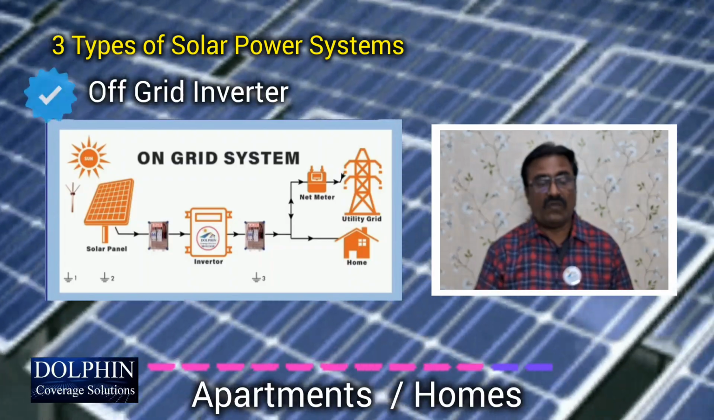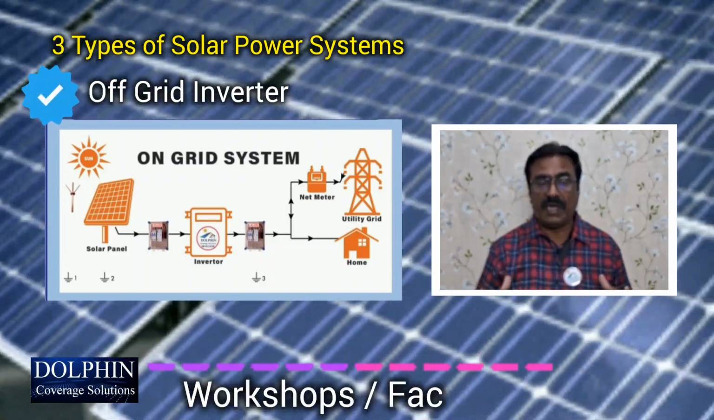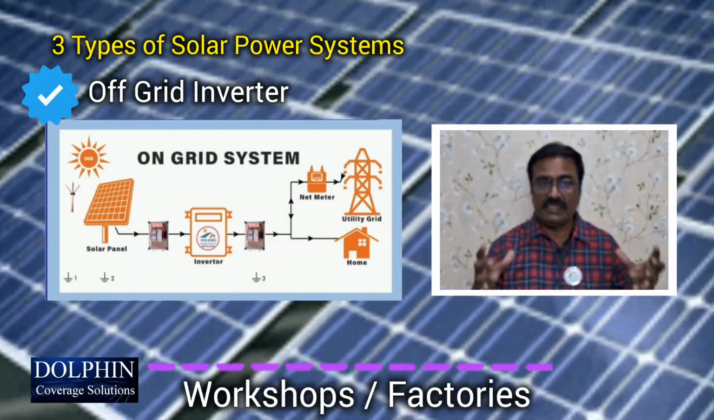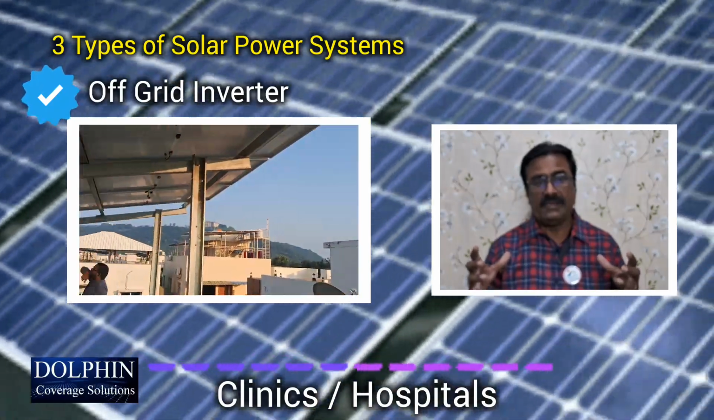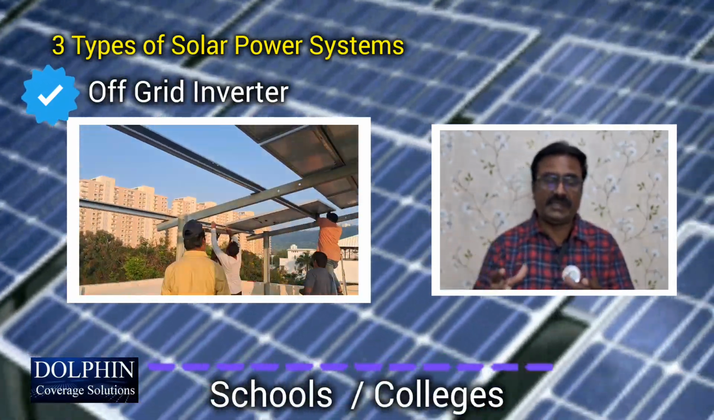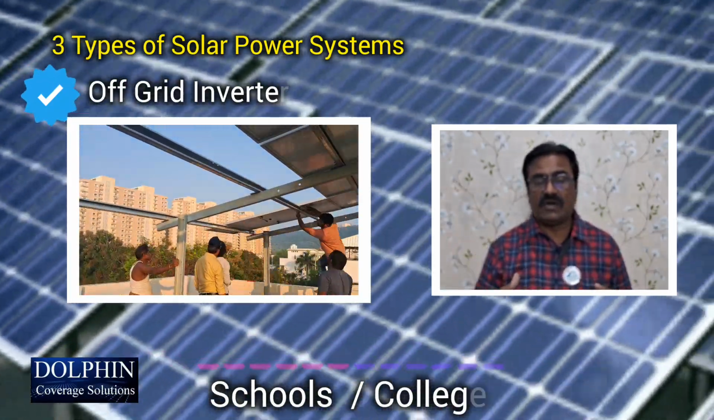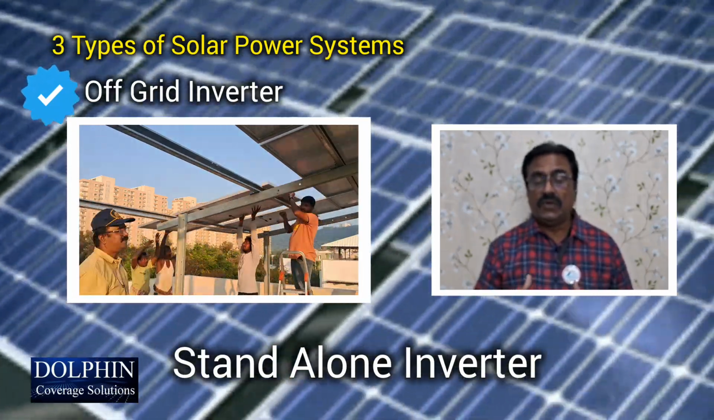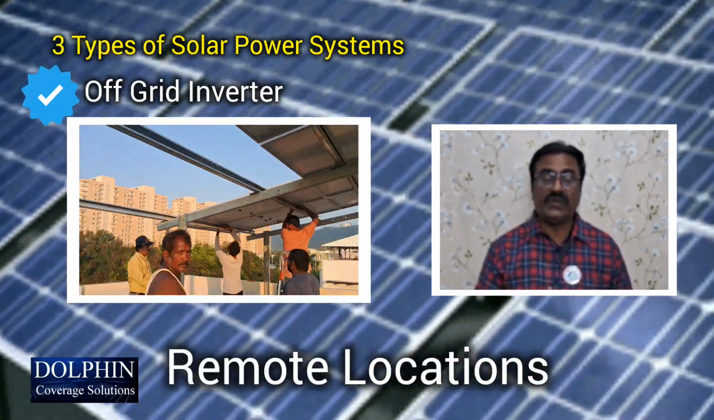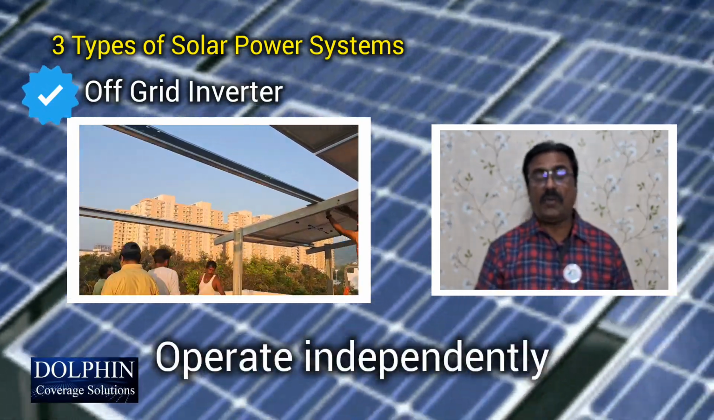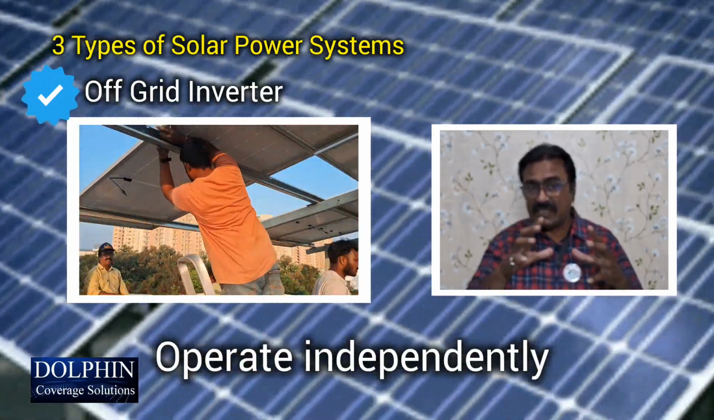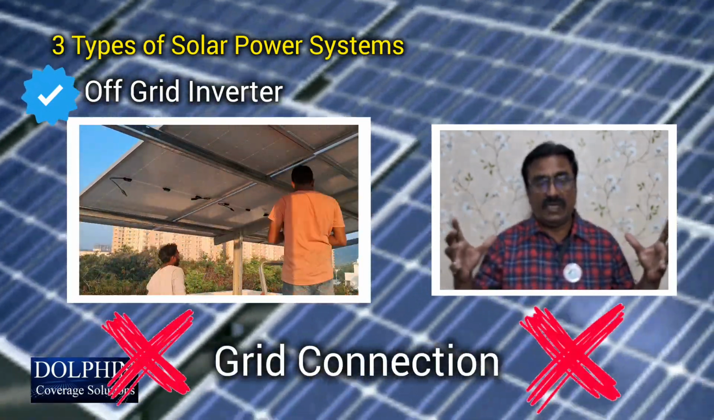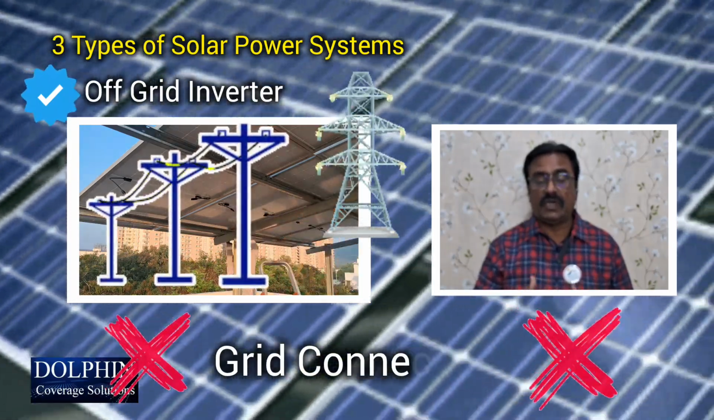First of all, we'll go to the off-grid inverters, which require a battery, solar panels, structure, wiring, DCDB, ACDB box, and the load and the net metering. The off-grid inverters are also known as standalone inverters and are designed for remote locations or areas with frequent power outages. They operate independently of the grid. It means it doesn't require any grid connection and provides power directly to the load.